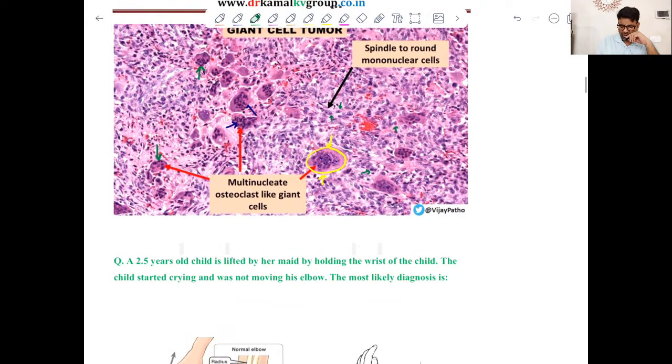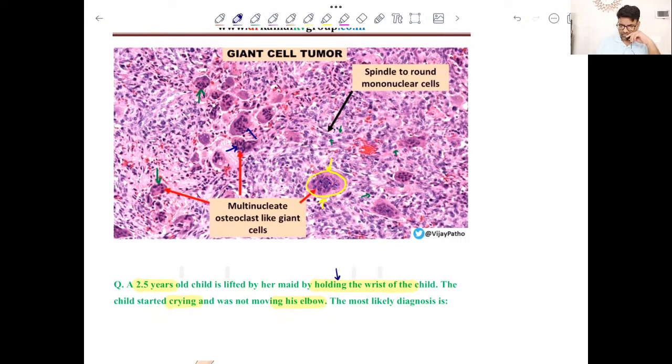Chalo, next question. A 2.5 year old child was lifted by her maid holding the wrist of the child, and then this child started crying and does not allow anyone to touch his upper limb, nor is he moving his elbow joint, and he was crying in pain. So what is this? If you look, holding a child by the wrist, something like this. Any idea what condition is this? A child lifted by the wrist and then suddenly started crying and is not moving his elbow joint. What condition is this? Anyone?